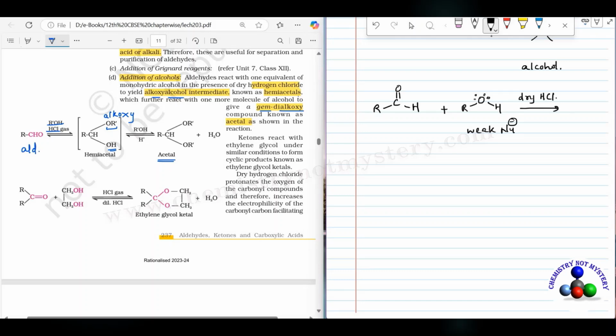Now let's try to understand the reaction mechanism. So this is R-C double bond O-H. When it reacts with HCl, oxygen has a lone pair of electrons. So this oxygen abstracts a proton from HCl. So here you will get R-C double bond O, and as this oxygen abstracts a proton from the HCl molecule, this oxygen develops positive charge.